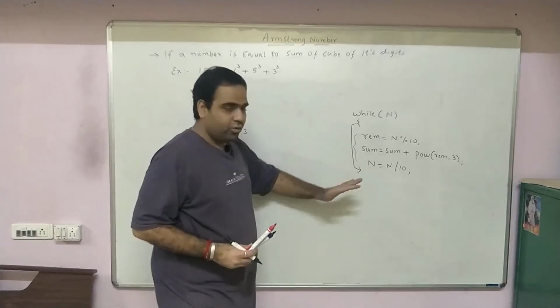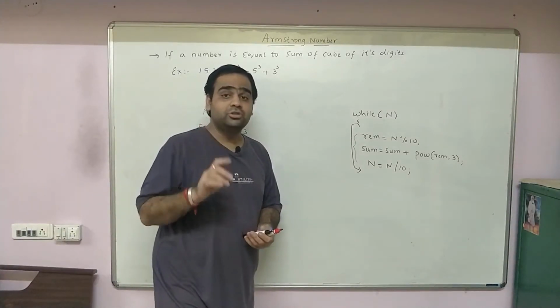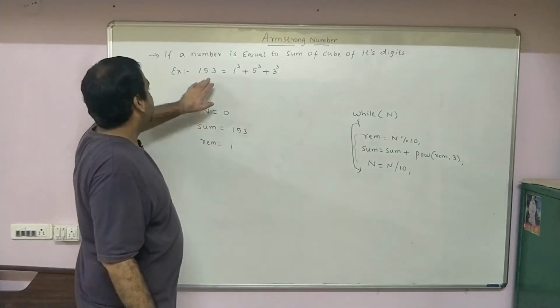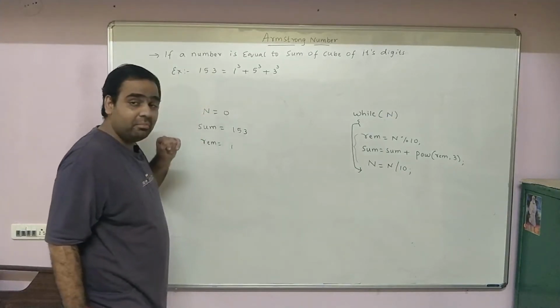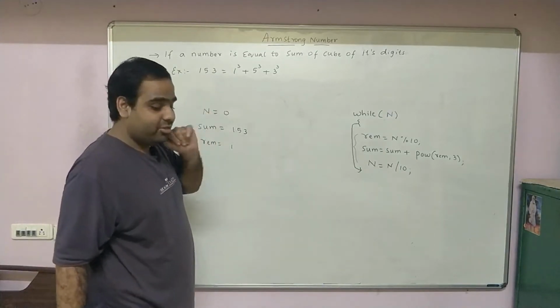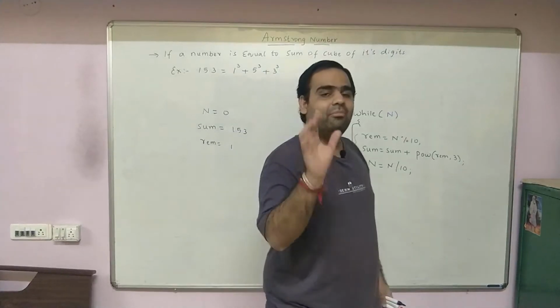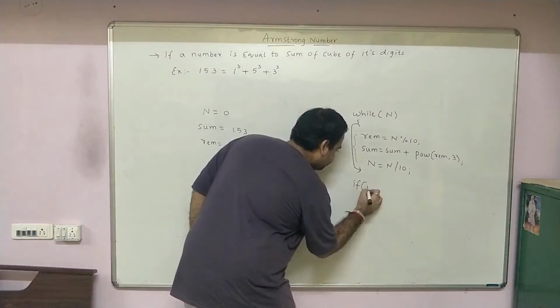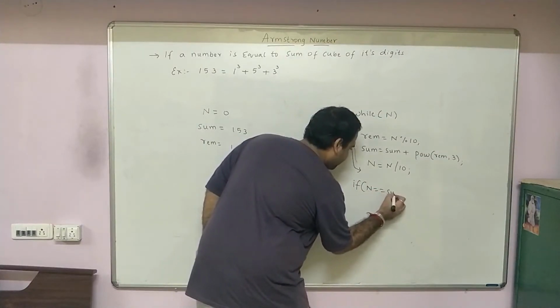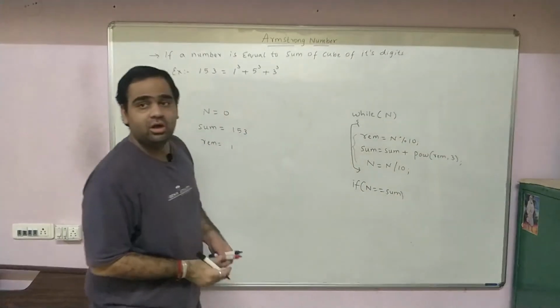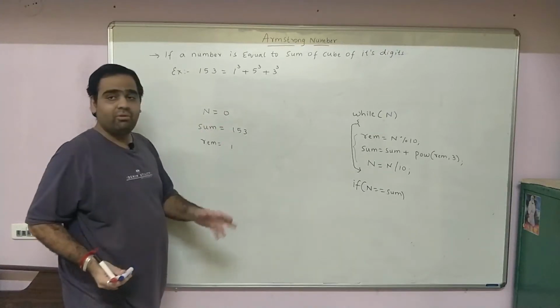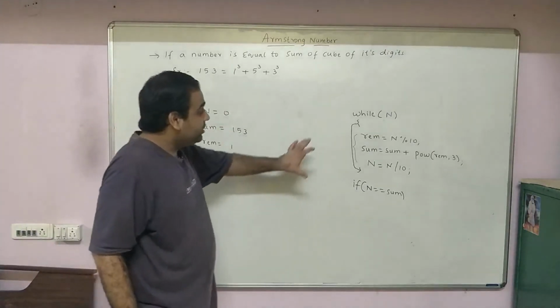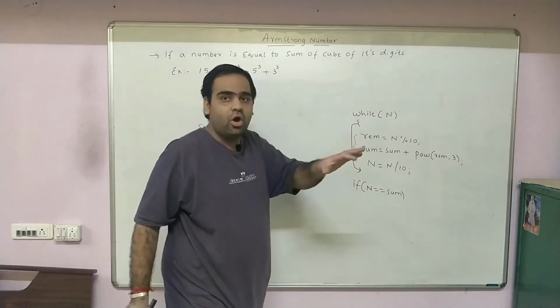Now when it comes out of the loop, what is the question? Armstrong or not? And what is Armstrong? Sum of cube of digits is equal to the number. But what is number? Number has become 0. We have sum, but number has become 0. Therefore, if I write if n equal sum, then print Armstrong, but the value of n is 0 equal 153 is false. It means the value of n is lost in the loop.